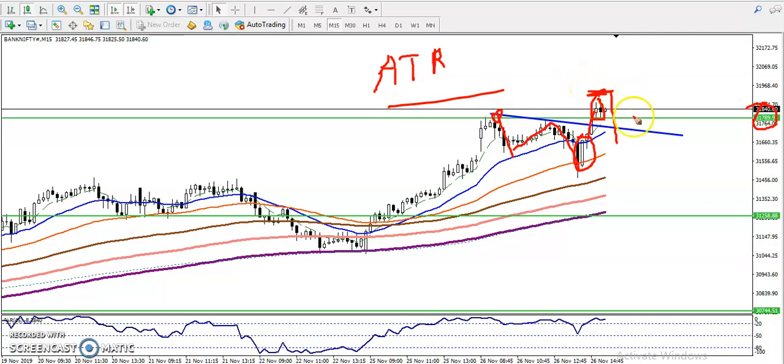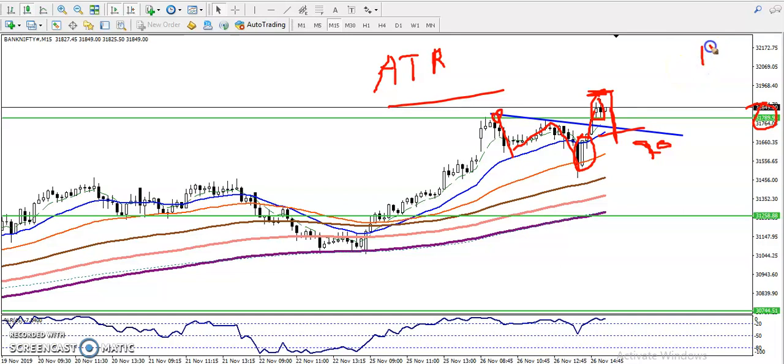So target: suppose my SL is at least 20 points, or 30 points for example. You place your profit target according to the risk reward ratio, which is called money management, 1.5. Then the target will be at least 30 points to take from the market.